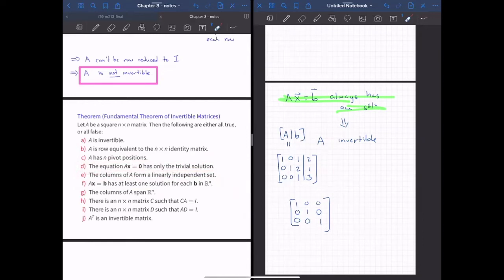The linchpin comes down to the fact that because your matrix is square, if you have a pivot in every row, you also have a pivot in every column. And so you can jump between any of these facts just based on that knowledge that you have a pivot in every row and every column.